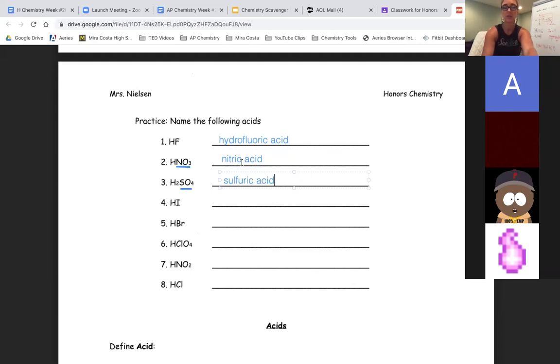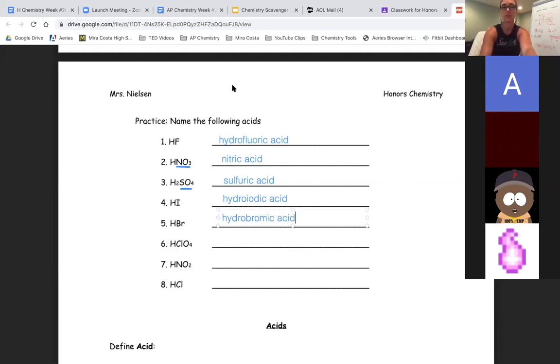Next one, it's just binary, hydrogen and one other element. So we use the prefix hydro. The root name of the second element is iodine, so it's hydroiodic acid, right? Next one is just hydrogen and bromine. So prefix hydro, root name brom, and then ic.